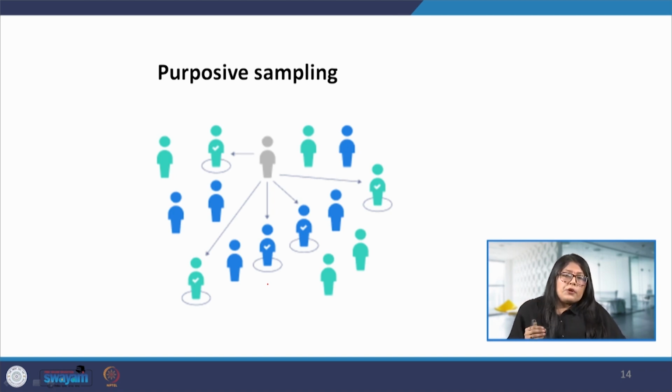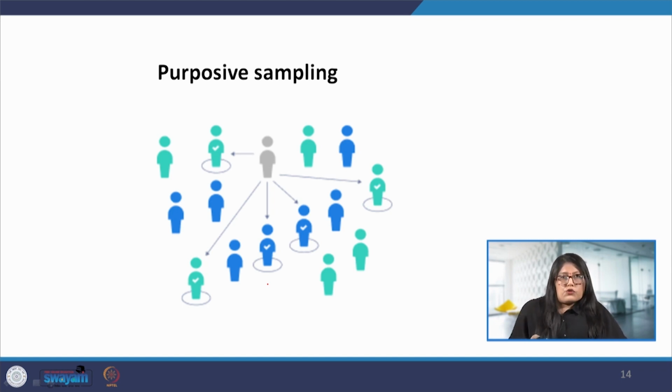So, for example, if we want to make our university campus wheelchair friendly, then we will purposefully select a number of students or staff who use a wheelchair to find out what their challenges or experiences are in accessing the university infrastructure.